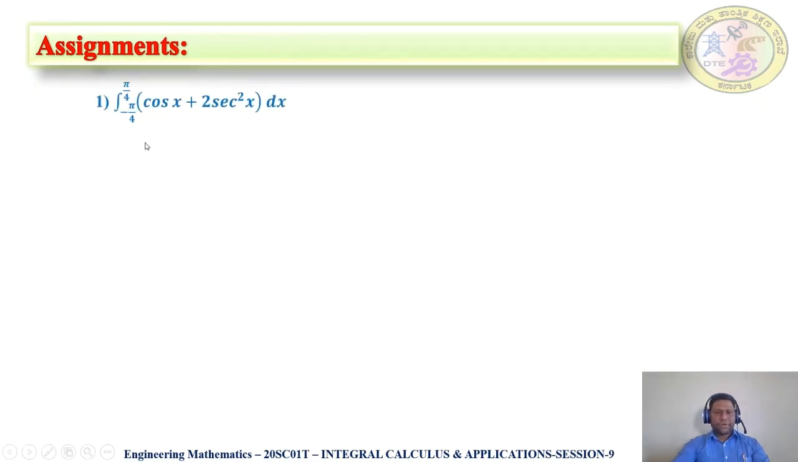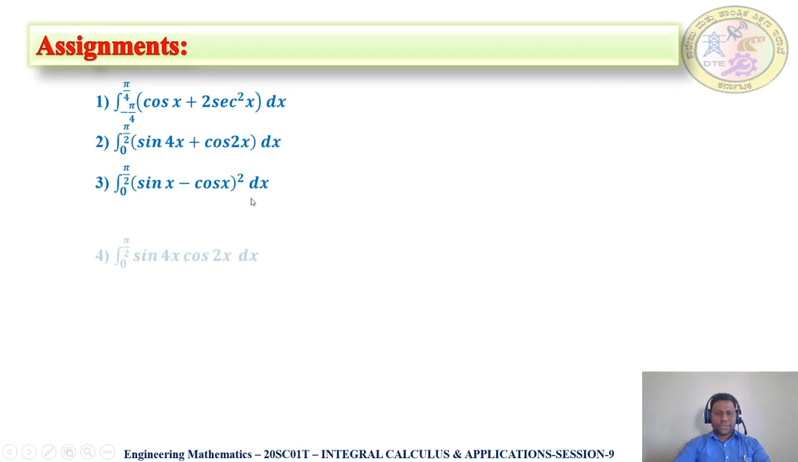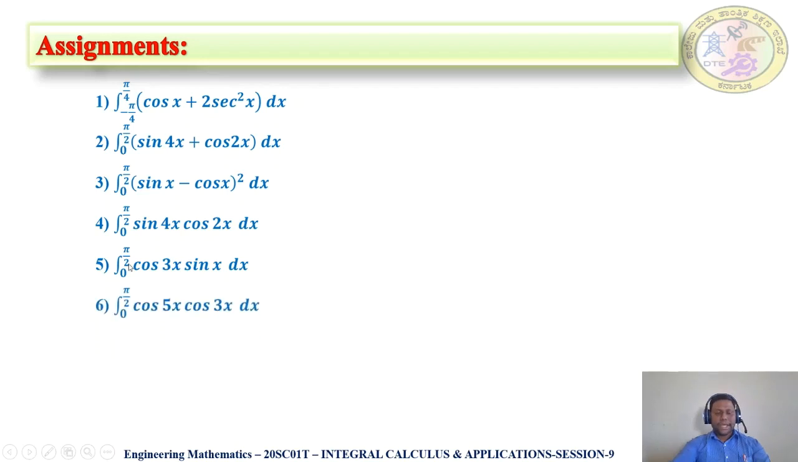Integration from minus pi by 4 to plus pi by 4 of cos x plus 2 secant square x dx. Integration from 0 to pi by 2 of sin 4x plus cos 2x dx. Integration from 0 to pi by 2 of sin x minus cos x whole square dx. Integration from 0 to pi by 2 of sin 4x cos 2x dx. Integration from 0 to pi by 2 of cos 3x sin x dx.